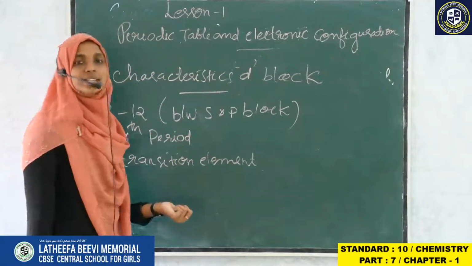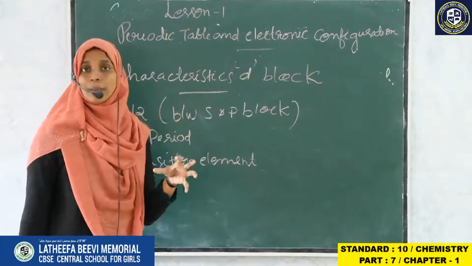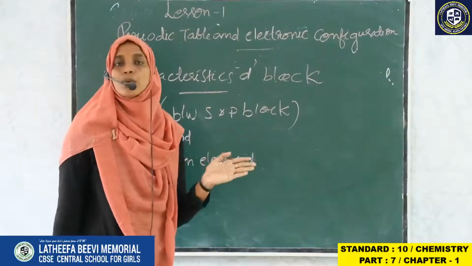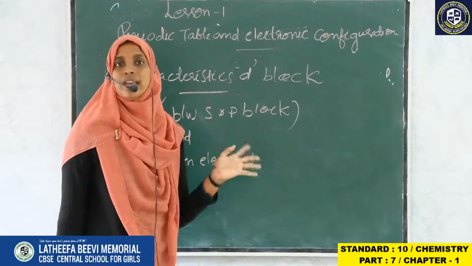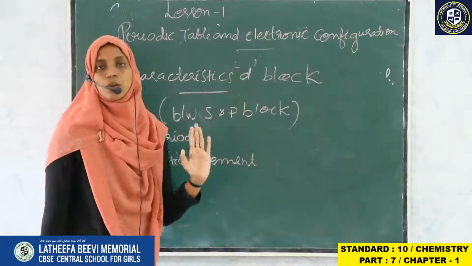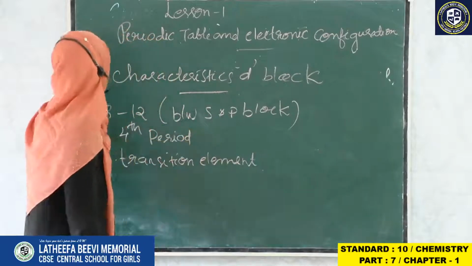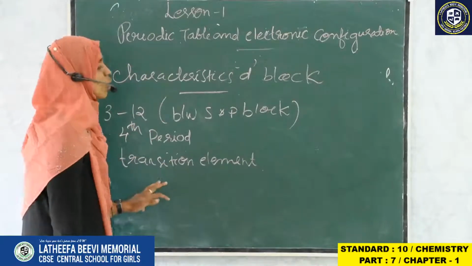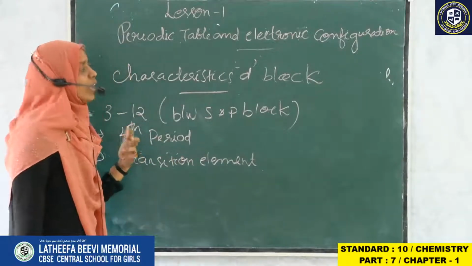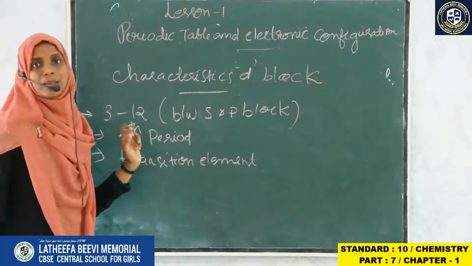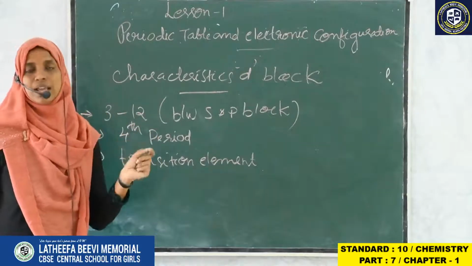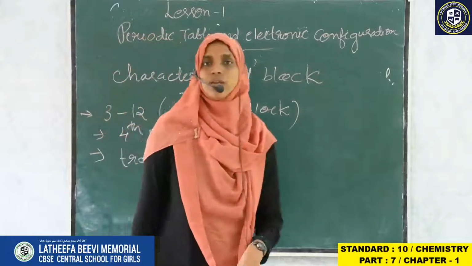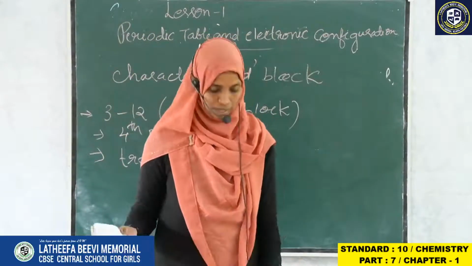Then how do we find the group number? We add the outermost electrons in the D subshell plus the outermost electrons in the S subshell. So in this way we can find the group number of D block elements. The characteristics: it comes under groups 3 to 12 between S block and P block, it is in the fourth period, and it is also called transition elements. The group number is the number of electrons in the S subshell plus the number of electrons in the D subshell. The D subshell is the penultimate shell.